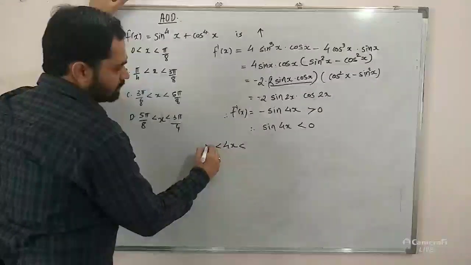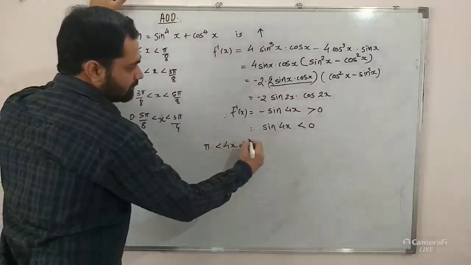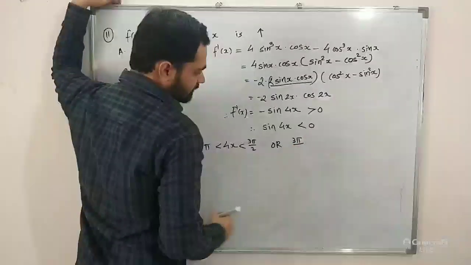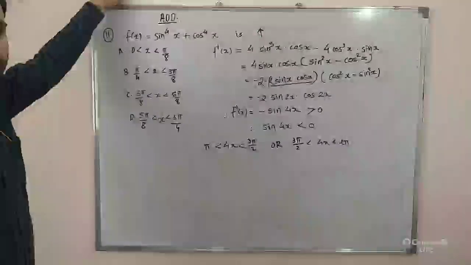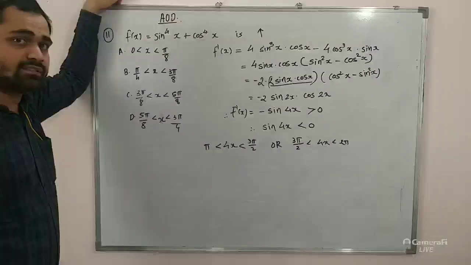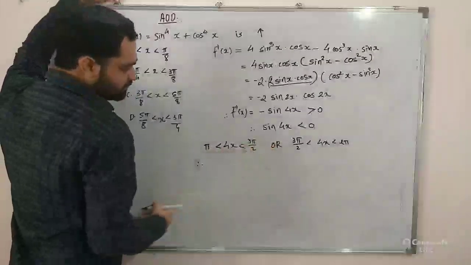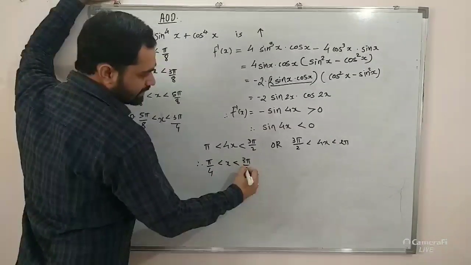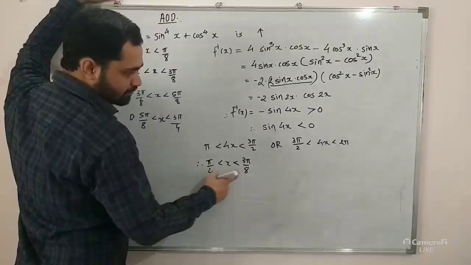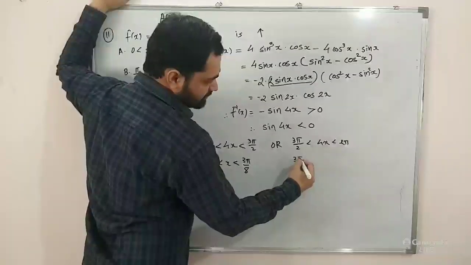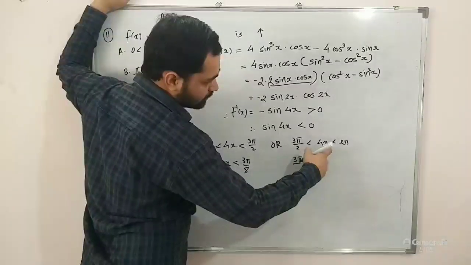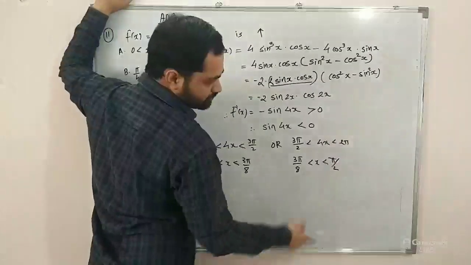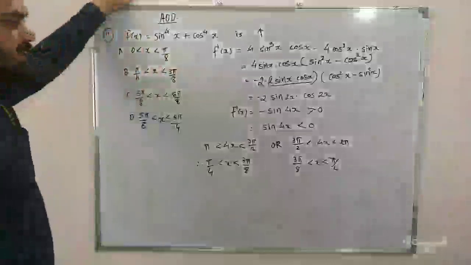For the third quadrant, it is pi to 3 pi by 2, and if it is in the fourth quadrant, from the ASTC rule, it is 3 pi by 2 to 2 pi. Now we are going to divide this by 4. So here it is pi by 4 less than x less than 3 pi by 8. So x is in the range pi by 4 to 3 pi by 8, and here x is in the range 3 pi by 8 less than x less than pi by 2.